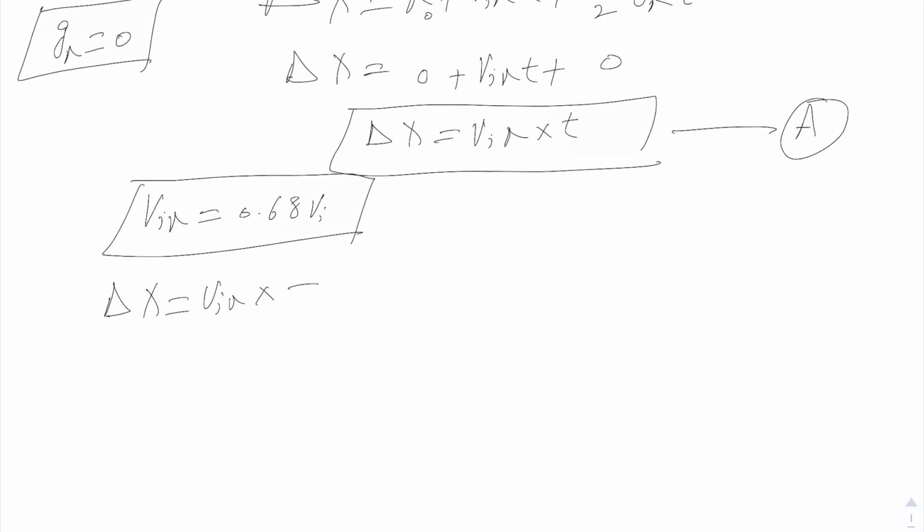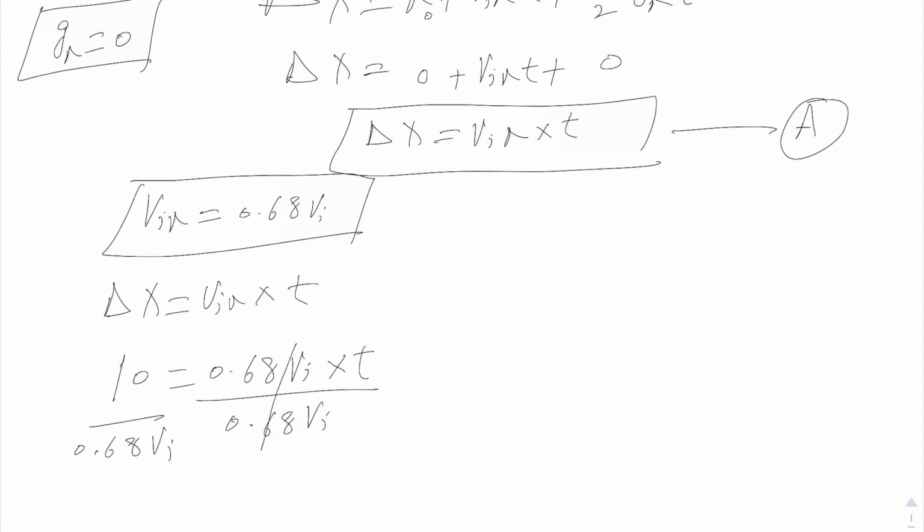So we are using the equation delta x equals vix times t. So 10 equals 0.68 vi times t. If we divide both sides by 0.68 vi, this will cancel, and the value of t we will have is 10 over 0.68 vi. So this is the value of t.